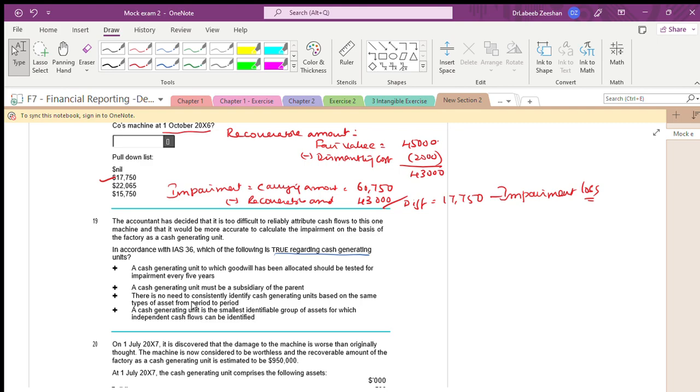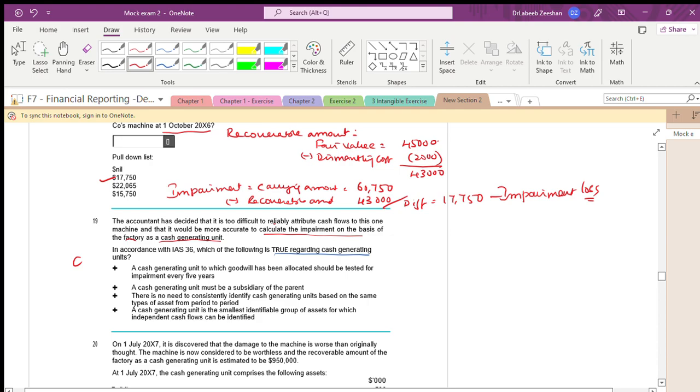Is it okay? Yes, it's okay. It's simple. Next, the accountant decided that it's too difficult to rely on cash flows of one of the machines, and that it would be more accurate to calculate the impairment on the basis of the factory as a cash generating unit. In accordance with IAS 36, which of the following is true regarding cash generating units?